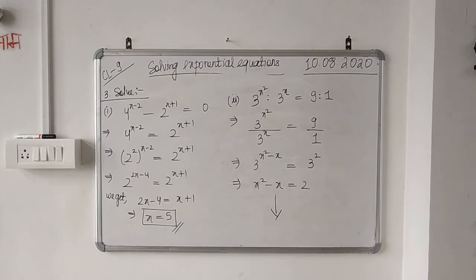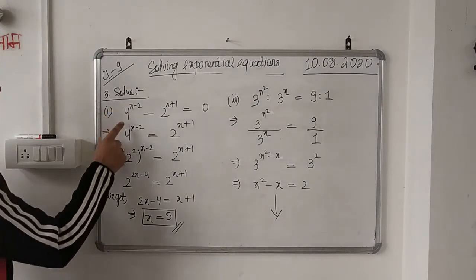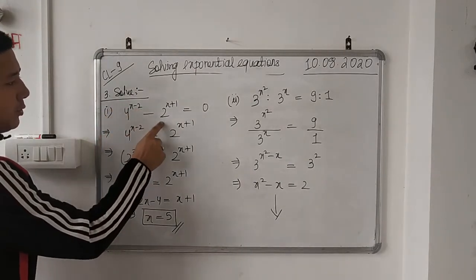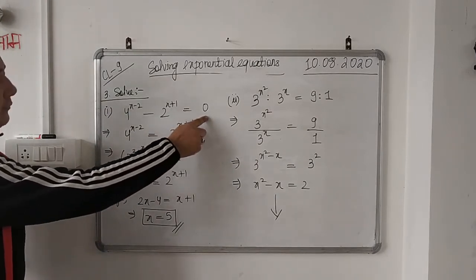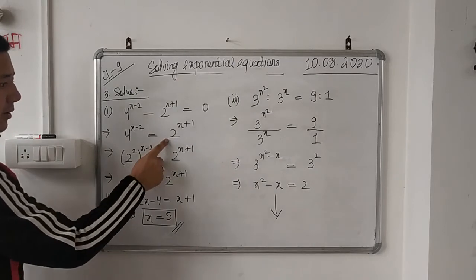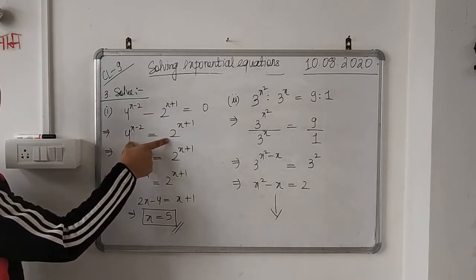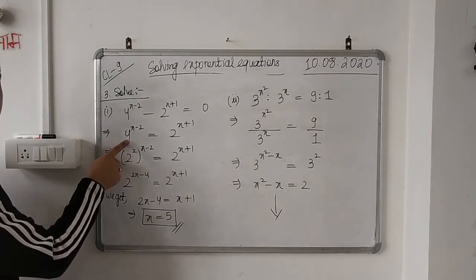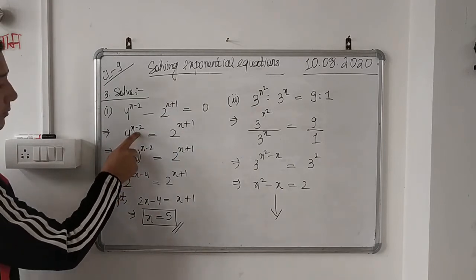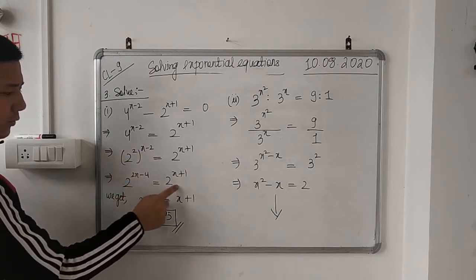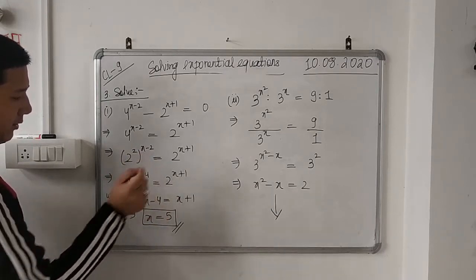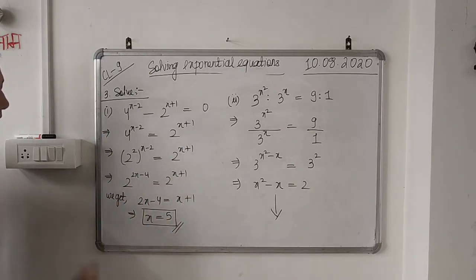Alright boys, so we are moving to the last sum for today, that is question number 3. Okay, so 3 part 1 is: solve 4 to the power x minus 2 minus 2 to the power x plus 1 equals 0. Since the right hand side is 0, I am taking this term to the right hand side. It becomes positive, and now you know what to do. Just make this 4 as the base of 2. 2 to the power 2, to the power x, this is equal to this. Multiply the powers, 2x minus 4 is equal to this. As the bases are same, the powers are also same, so we can find the value for x. Alright, this is 3 part 1.